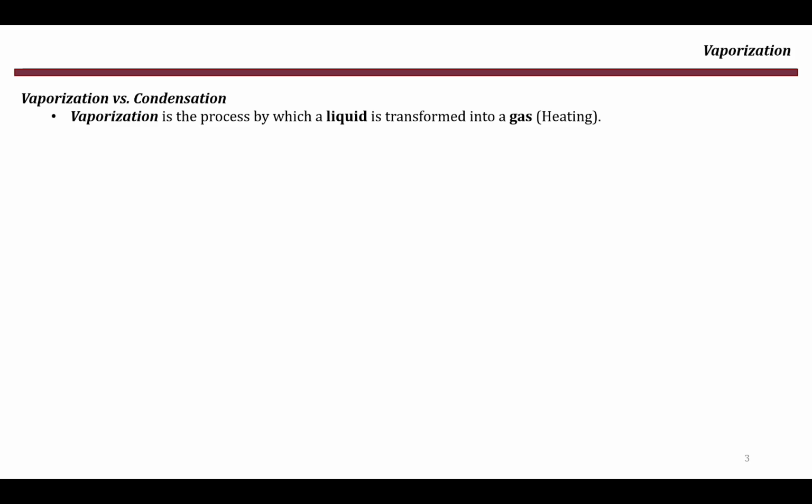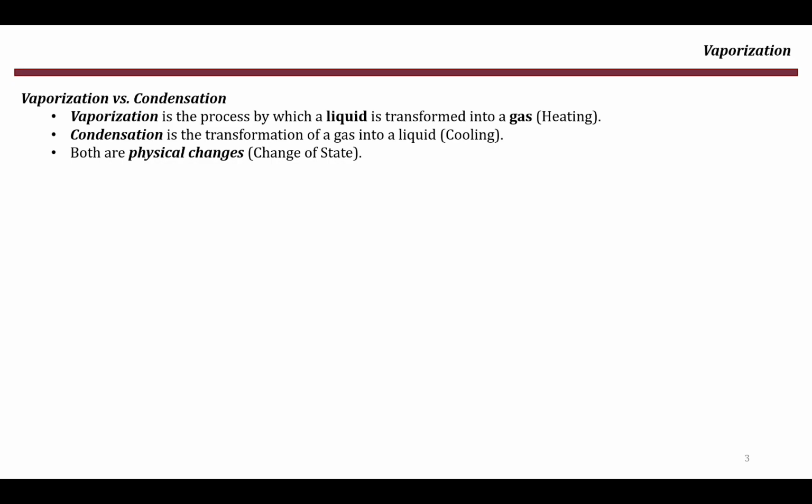Vaporization versus condensation. Vaporization is the process by which a liquid is transformed into a gas upon heating. So whenever we have a compound that is in the liquid state, upon heating, if this compound is transformed into the gas state, the process is called vaporization. Condensation is the opposite process, and it is the process by which a gas is transformed back into a liquid, usually upon cooling. Now, both are considered physical changes because they involve a change of state.